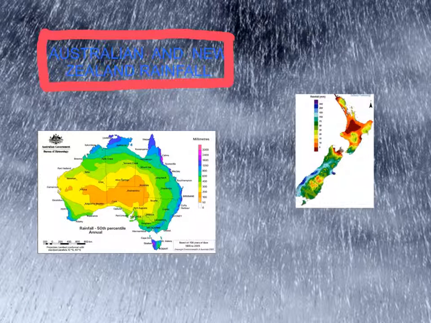Today I'll be talking about comparing the three types of rainfall: orographical, convectional and frontal rainfall, and comparing them with Australia rainfall and New Zealand rainfall. So let's go to the first type.